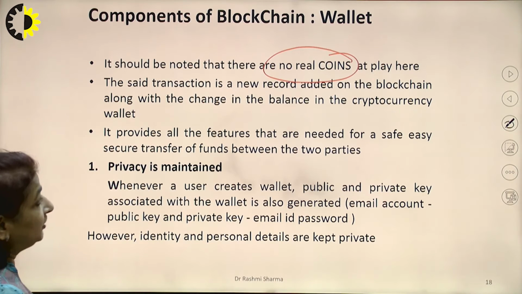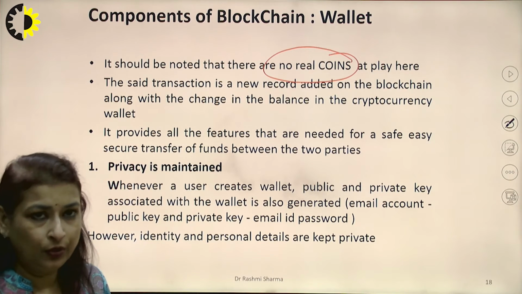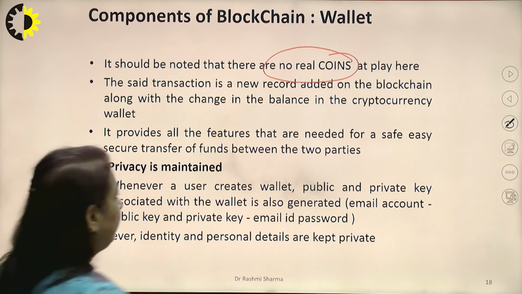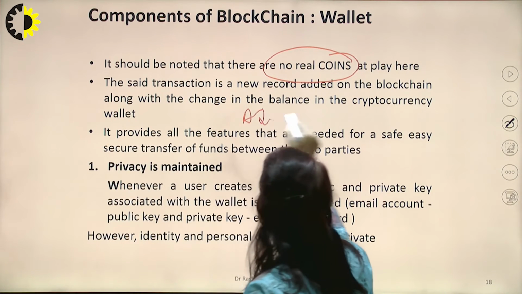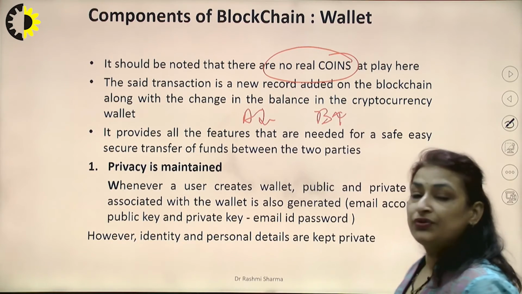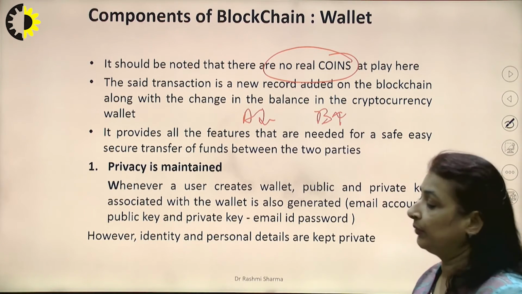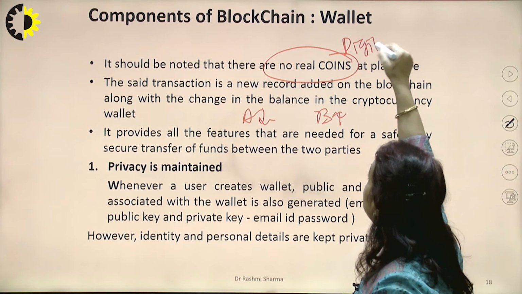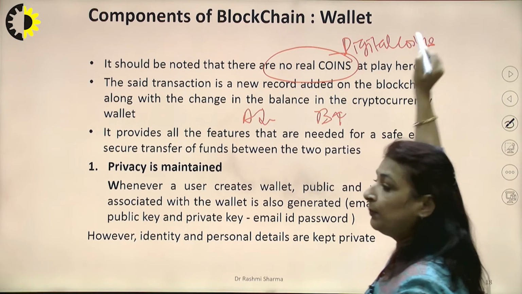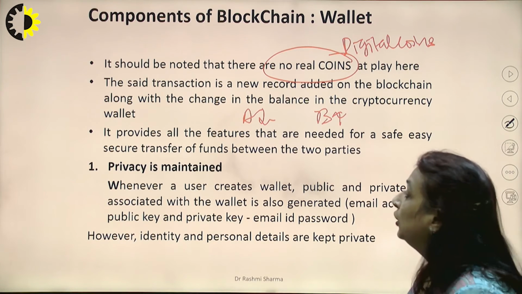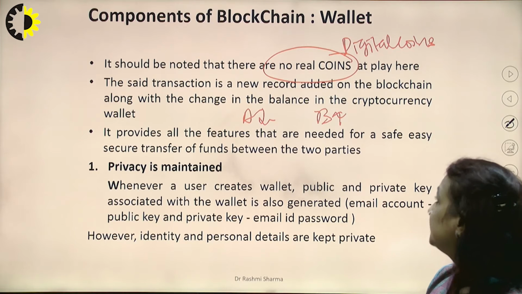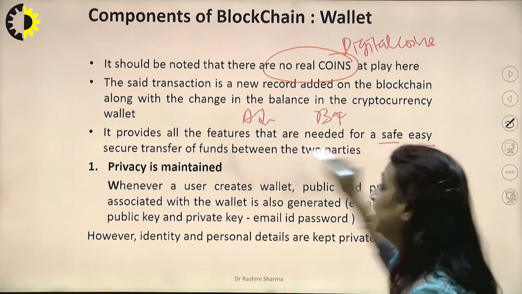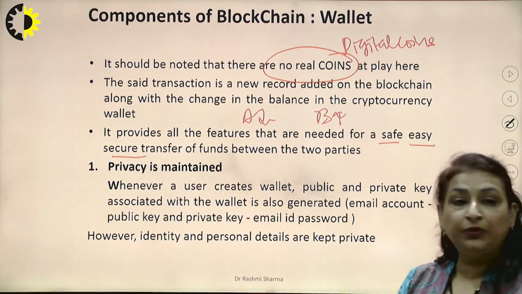So the transaction is a new record added to the blockchain along with the change in the balance in the cryptocurrency. If A's balance has been reduced and B's balance has been increased, we add that particular block in that blockchain. Only these digital coins are taking part. Virtual transactions are taking place. So it provides all the features that are needed for safe, easy, secure transfer of funds between the two parties.